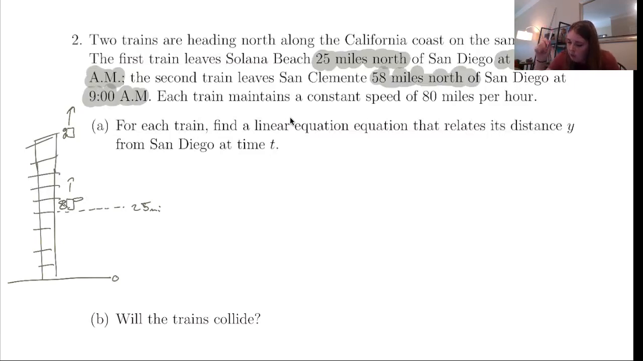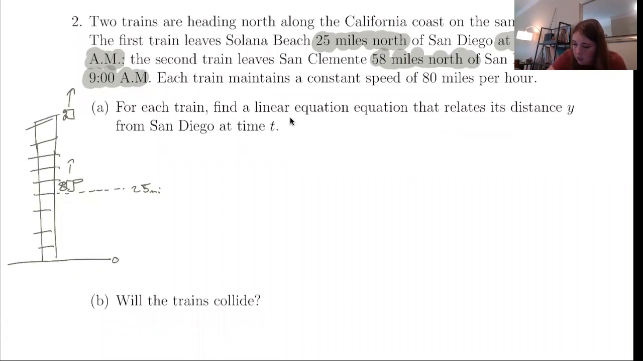So for each train, find the linear equation that relates its distance, y, so it tells us our variables. I would love when problems do this. Our distance is y from San Diego at time t. What we're not told is when time is 0. So you can either make time start at the first time that you're given, 8 o'clock, or we can make it at midnight. Then 8 a.m. is t equals 8. It changes the problem. You just need to be consistent.